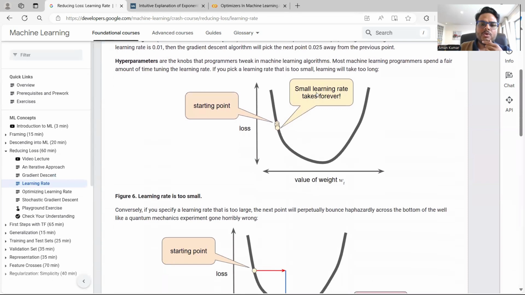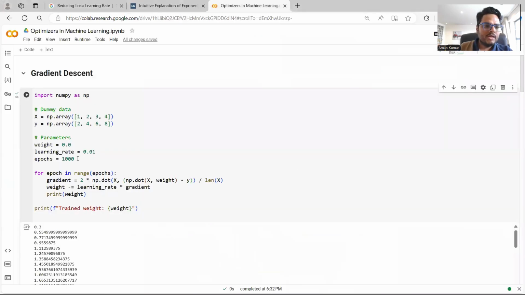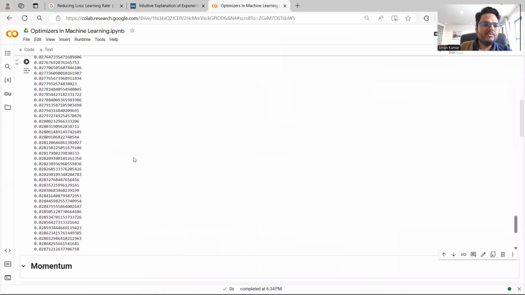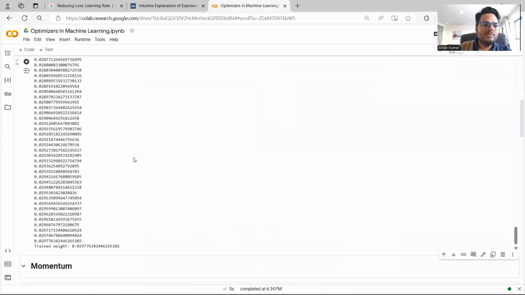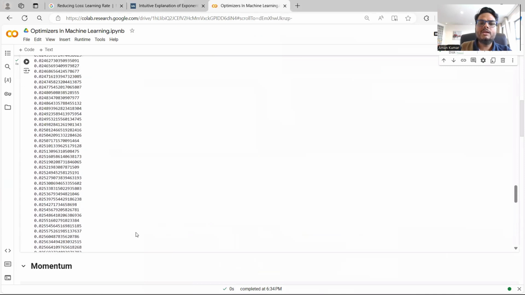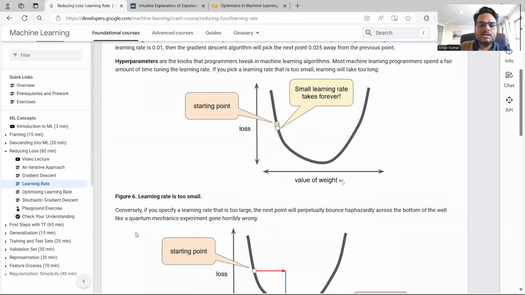This is a very small learning rate, which takes forever to reach. So we should not give a very small learning rate. Learning rate is eta in our case. If you give a very small learning rate, for example 0.00001, the step size will become very, very small and it will never be able to reach. If you see here, with 1000 epochs also, it is not able to reach the right number. So the learning rate should not be very, very low. That is what it is saying.